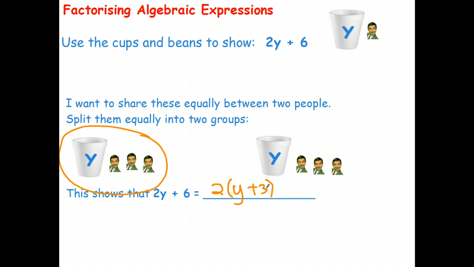And that's called factorizing. The reason it's called that is numbers that you multiply together are called the factors of the larger number. So in this case, 2 is a factor because I'm multiplying it by y plus 3 in brackets, and therefore y plus 3 is also a factor. So that's called the expanded form, and that's called the factorized form. And when we change from expanded form to factorized form, that's called factorizing.